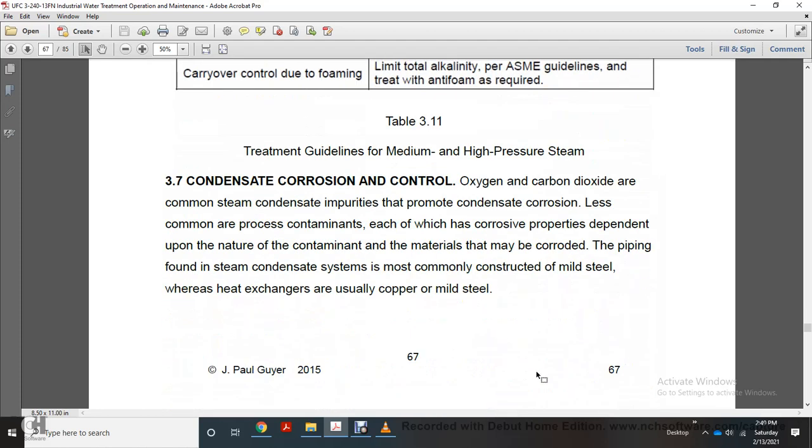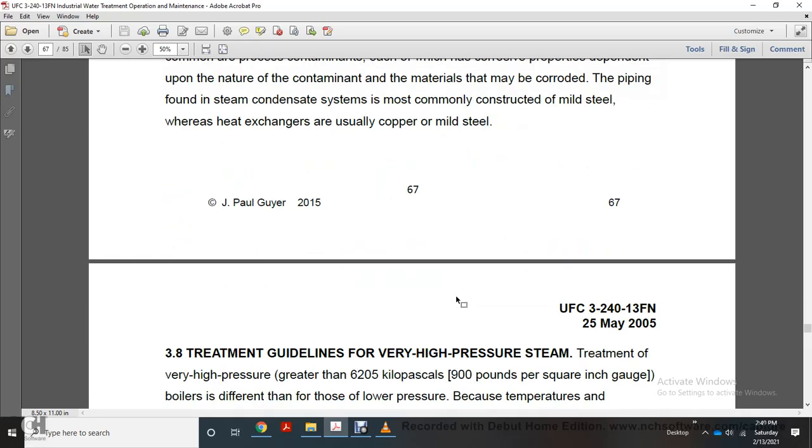All right, 3-7: condensate corrosion and control of oxygen and carbon dioxide. Common steam condensate impurities cause problems with condensate corrosion. Common process contaminants each have corrosive properties dependent on the nature of the contaminating materials that may corrode the piping found in steam condensate systems, most commonly constructed of mild steel, with heat exchangers of copper and mild steel.